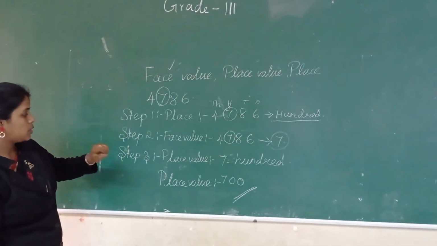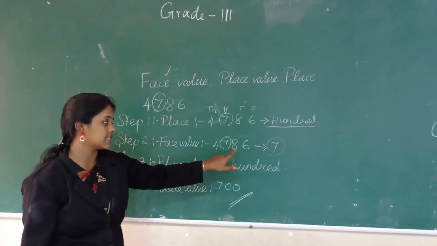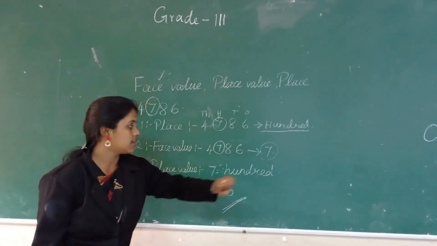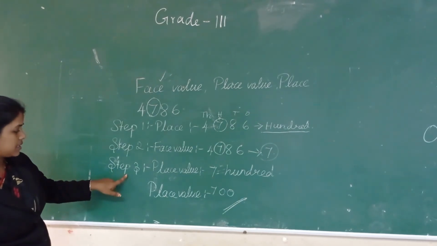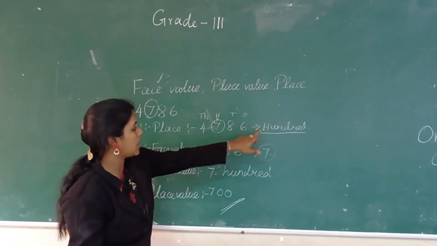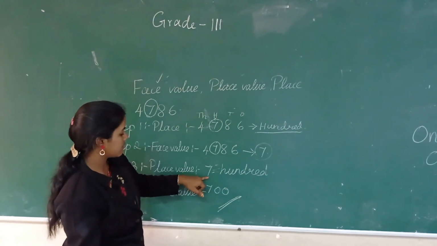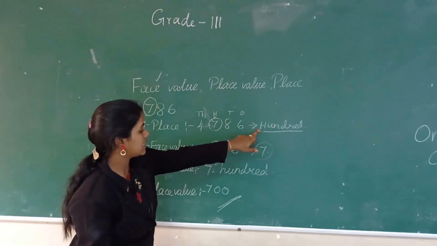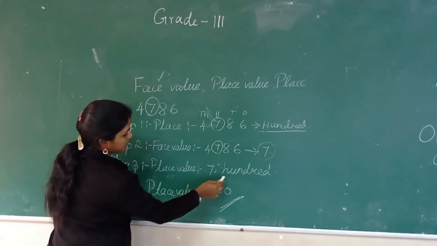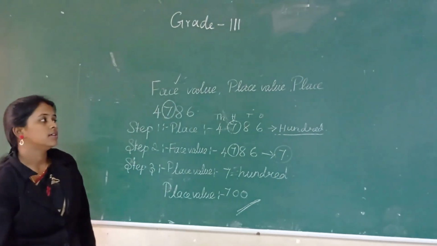The next one is step 2, face value. In face value, 4786, what number is circled? That number I have to write here. So I have written 7 here. Next one is step 3, place value. Place value is nothing but you have to write face value and place together. In face value we have 7, so I have written 7 here. Then in place I have 100, so I have written 100 here. Then write it in number form. In number form 700 is written like this. So this is the place value of the number. Thank you.